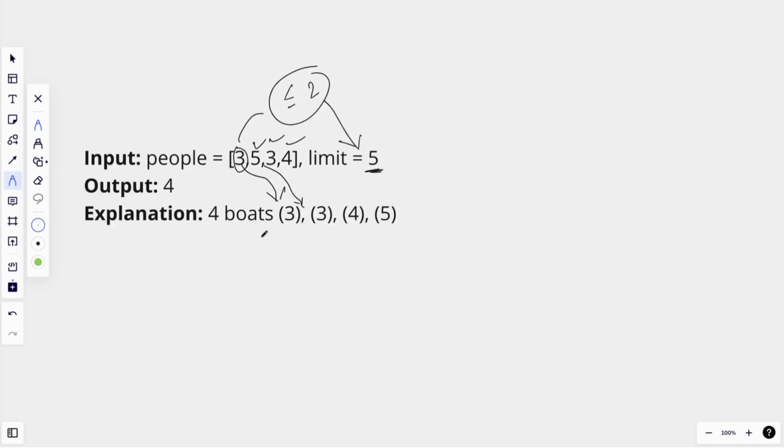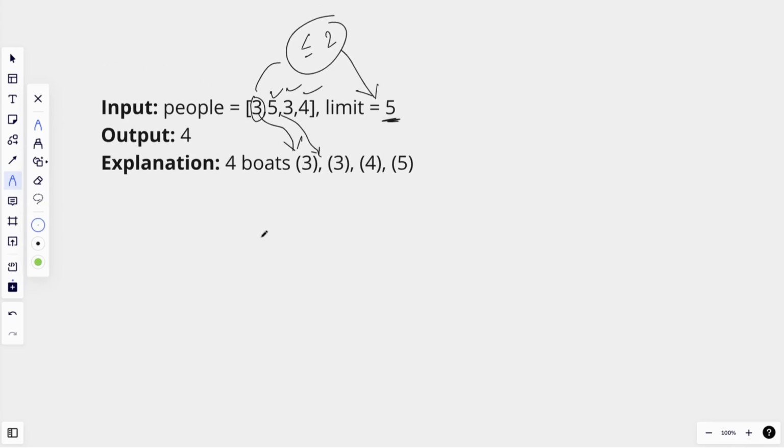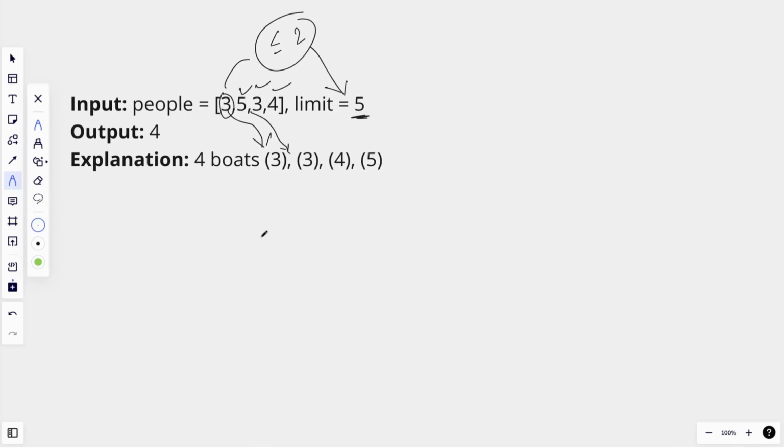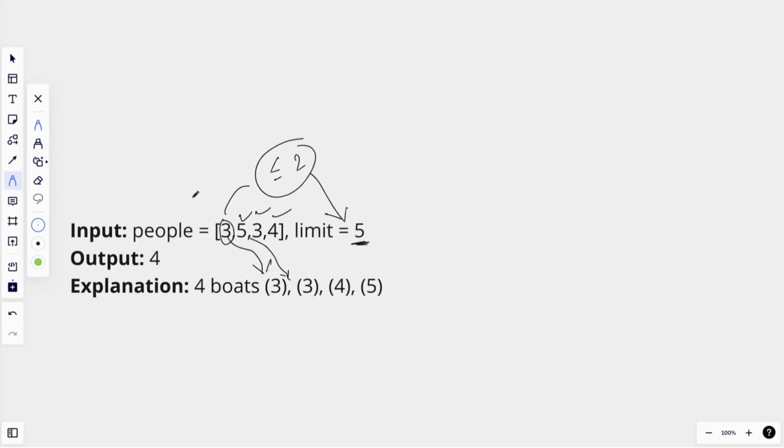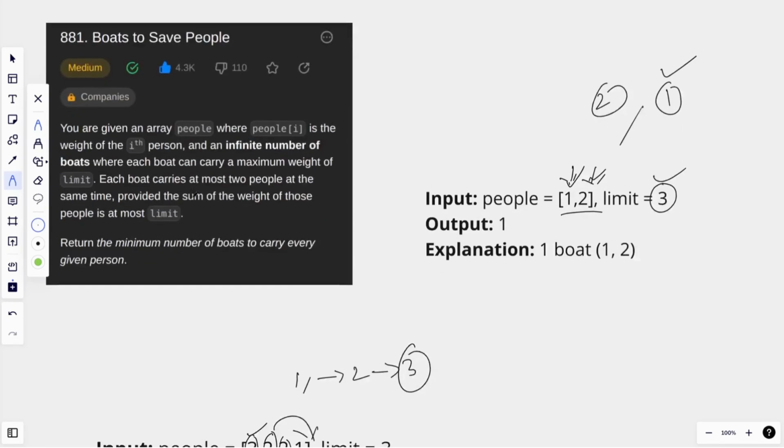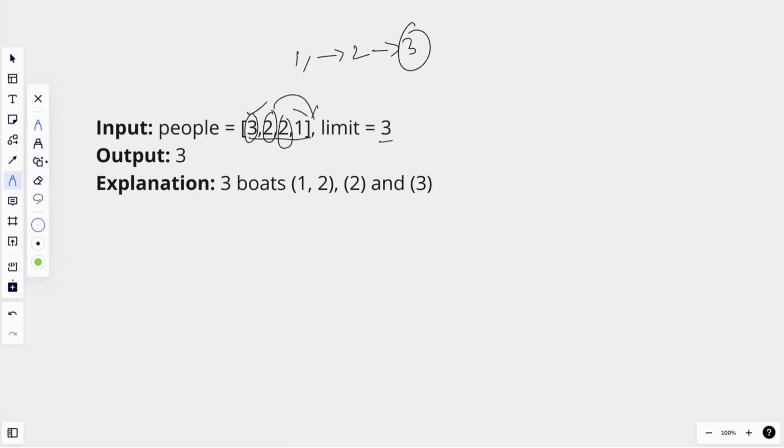So let's see how we can approach this problem. The first thing that can come to our mind is we can sort the array, because sorting the array doesn't change our answer and it will only help us, because sorting makes things much easier. So let's see in the second test case, if we sort the people array, we will get 1, 2, 2 and 3. After sorting the array, I will make 2 pointers, one will be i and one will be j.